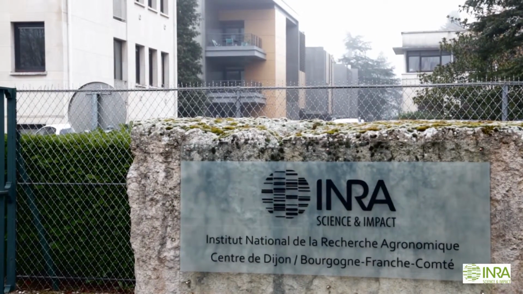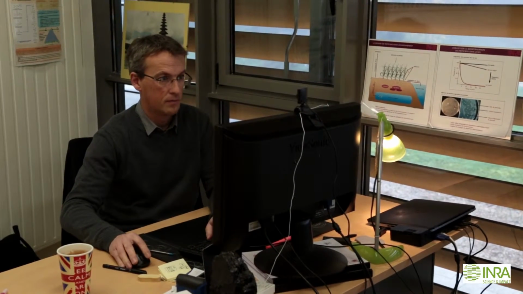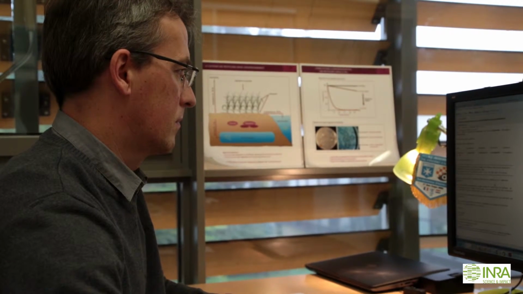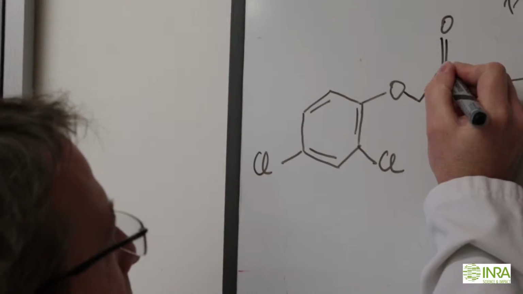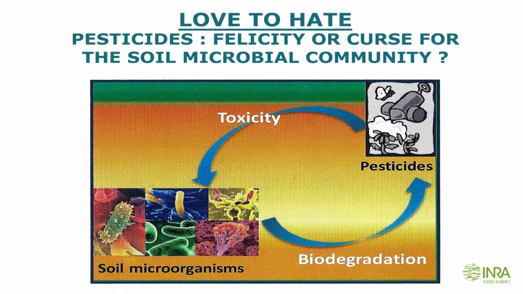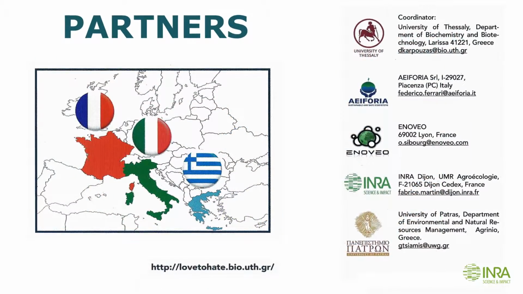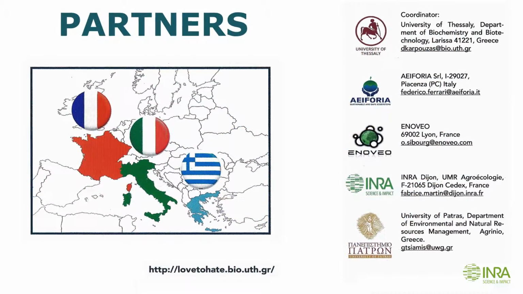One of the teams working at the Laboratory of Agroecology is studying the impact of agricultural practices on soil microbial quality. In particular, we are studying the impact of pesticides on soil ecosystemic services supported by soil microbial communities. In this context, our team had the chance to join the consortium of a European project, the LOVE TO AID project, coordinated by Dimitrios Karpouzas, professor at the University of Thessaly in Greece.